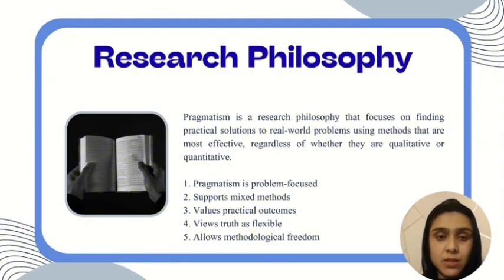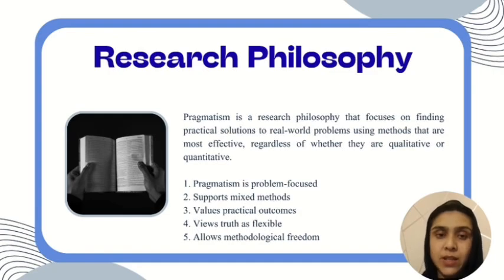It supports mixed method. Pragmatism freely combines qualitative and quantitative methods because both forms of data can provide valuable insights. This makes it ideal for research like our research, where we use surveys in our responses. Pragmatism values practical outcomes. The goal is to produce useful, actionable, and applicable findings that can guide decision making and improve real life conditions, like digital inclusion.